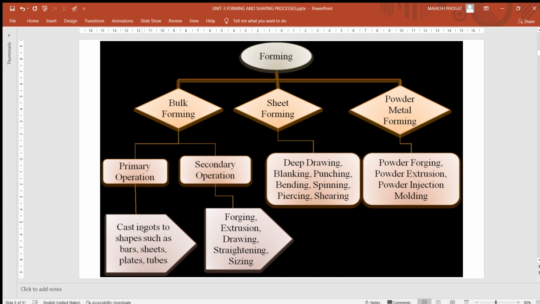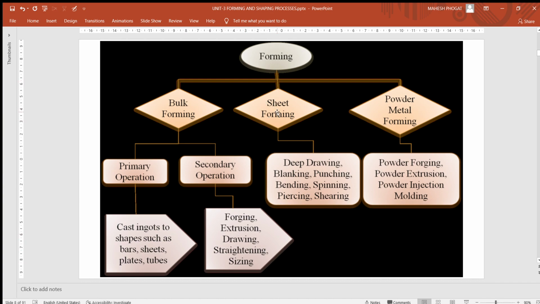In bulk forming, with the help of the continuous casting process, you are creating ingots, and from these ingots, various kinds of blooms and billets are made. From these blooms and billets, and slabs also, you can create different kinds of pipes, bars, and I-sections, and these will be further processed. That is, the secondary operations will be carried out, where different end-use components will be made with the help of these different processes.